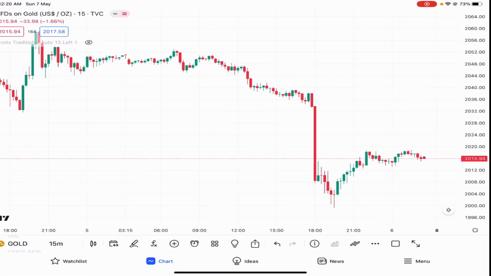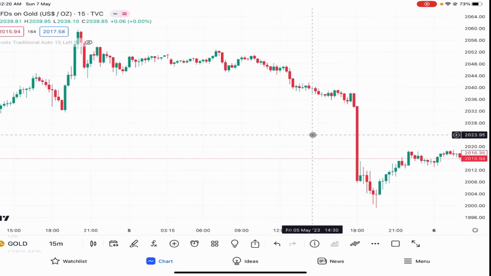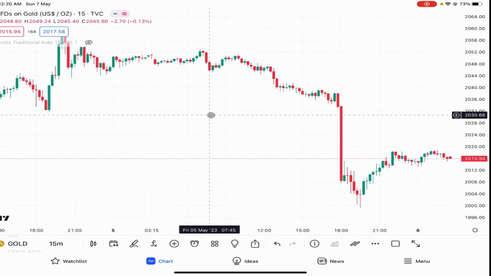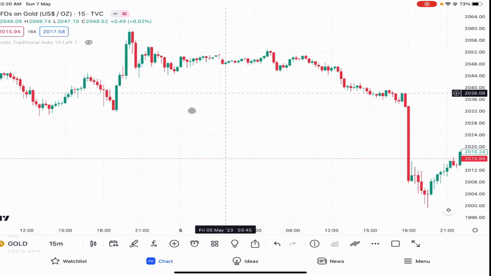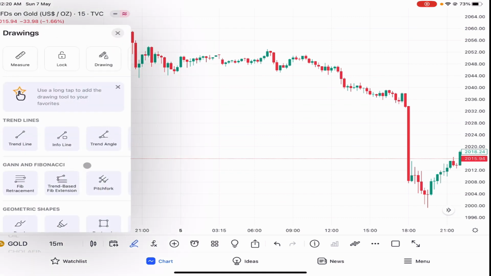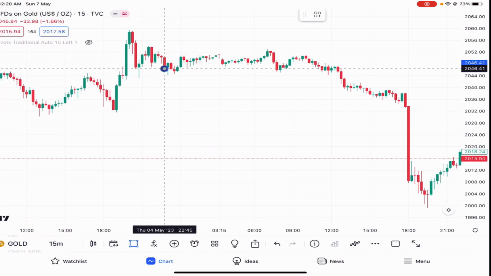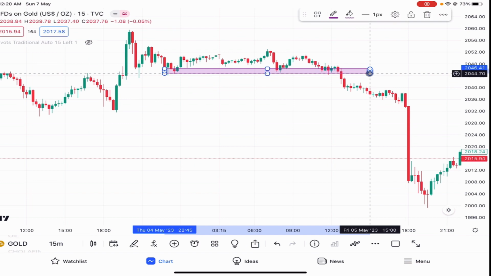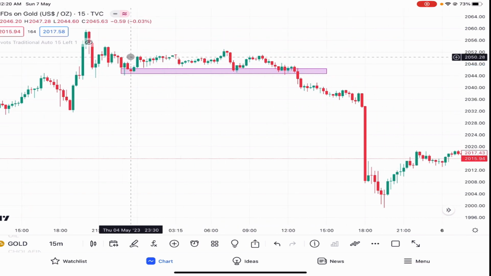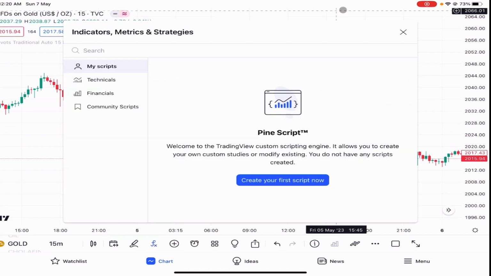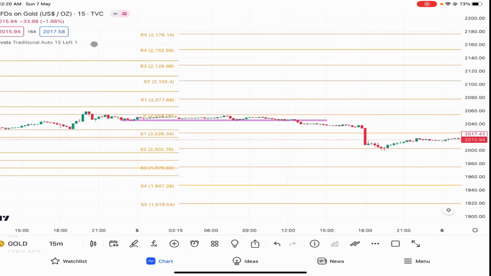This is my gold chart, and this is my major support. I can see that this is clearly a major support. So if I mark a support zone over here, okay. So now if you look at this, let me see all my filters now. Let me just see pivot first and then I'll show you what I meant.